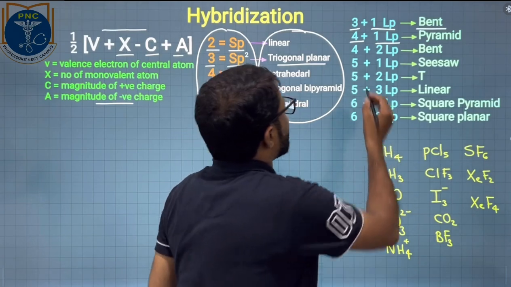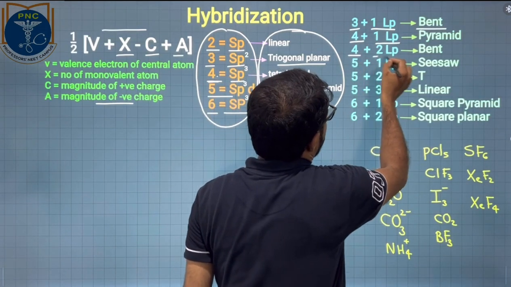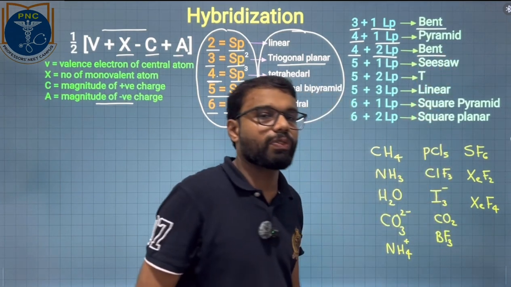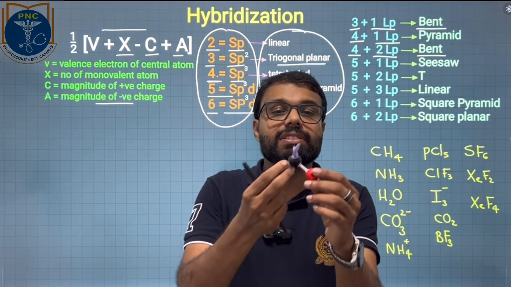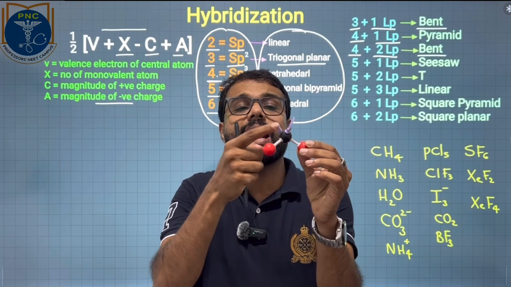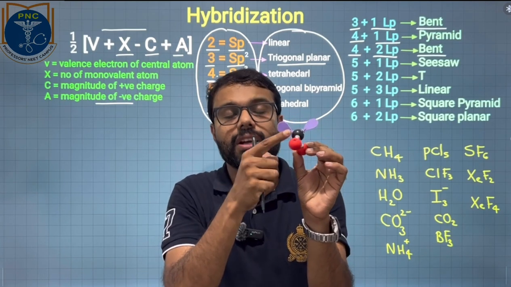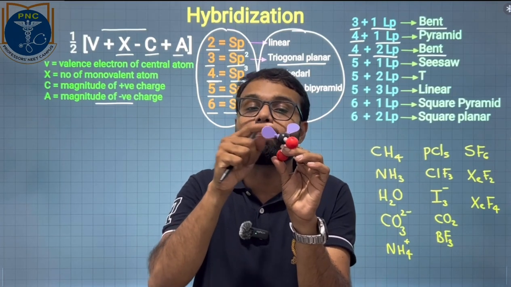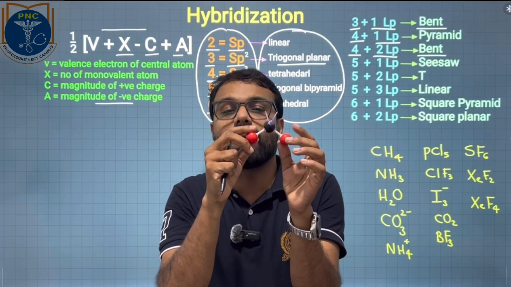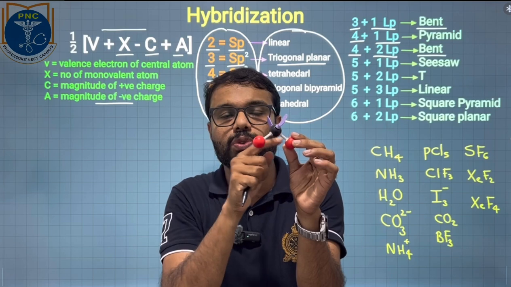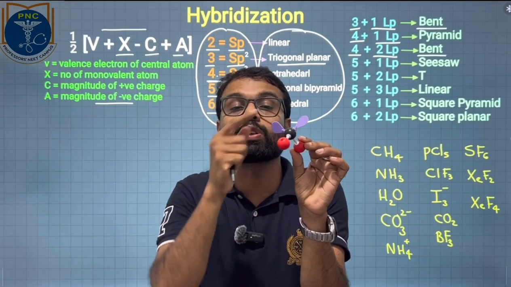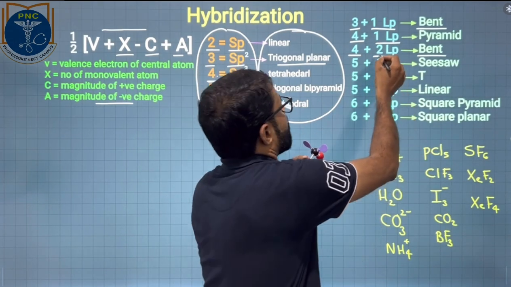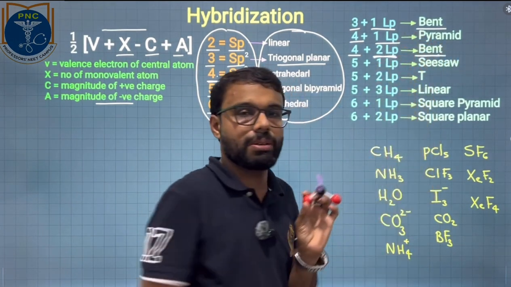Now if you are getting the number 4 and 2 lone pairs are present on the molecule, again the shape is bent. For example, the water molecule. You can see this is that shape. Actually we had 4 bonds, and the shape would be tetrahedral, but 2 of these bonds are replaced by lone pairs. So the shape becomes bent. In H2O, this is oxygen, these are 2 hydrogens, and 2 lone pairs are there on the oxygen. So this is bent. We get 4, but 2 lone pairs are present, so the shape becomes bent.